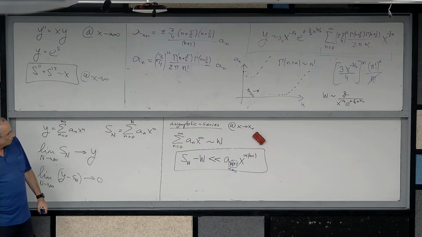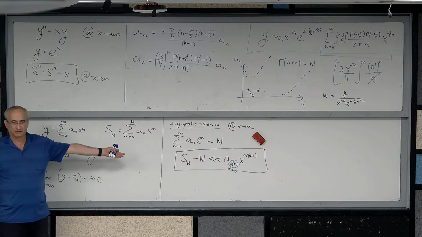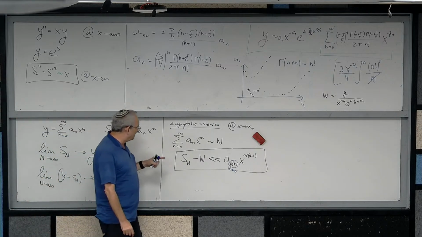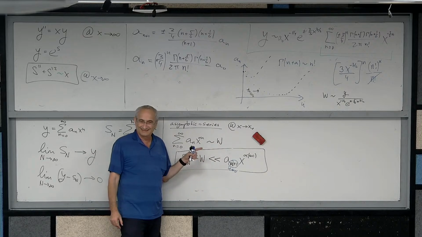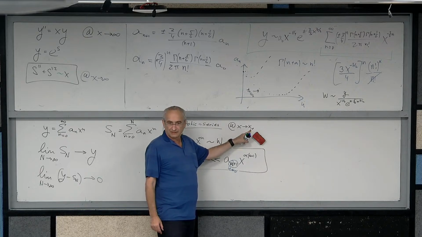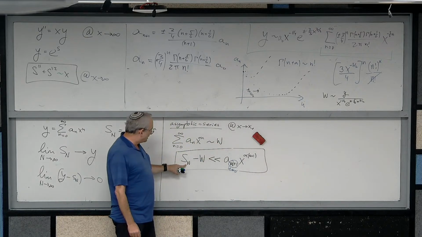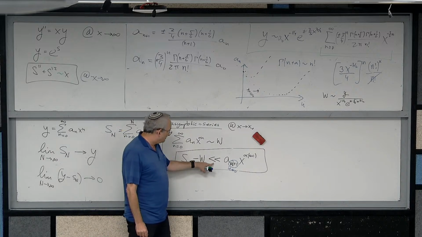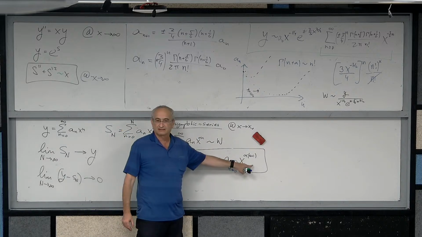So what does it mean? How can I use this thing? You see, the series itself does not converge. It's only said that as x goes to infinity, in our case, the distance between every partial sum and the correct answer is negligible with respect to the next term.